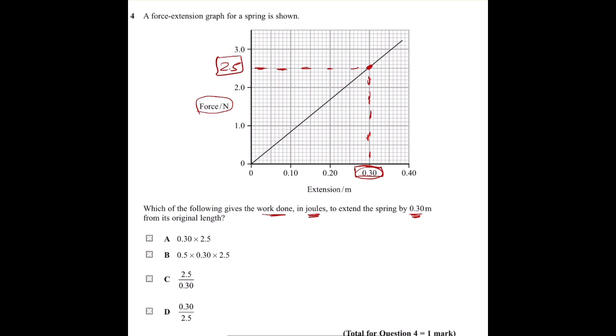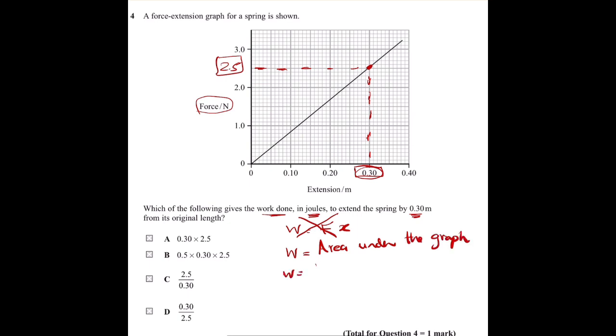Here, I cannot use the formula F times x, force times displacement. This is completely wrong because it is not a straight line parallel to the x-axis. I have to use the mathematical concept that work done is the area under the graph. So, area under the graph.